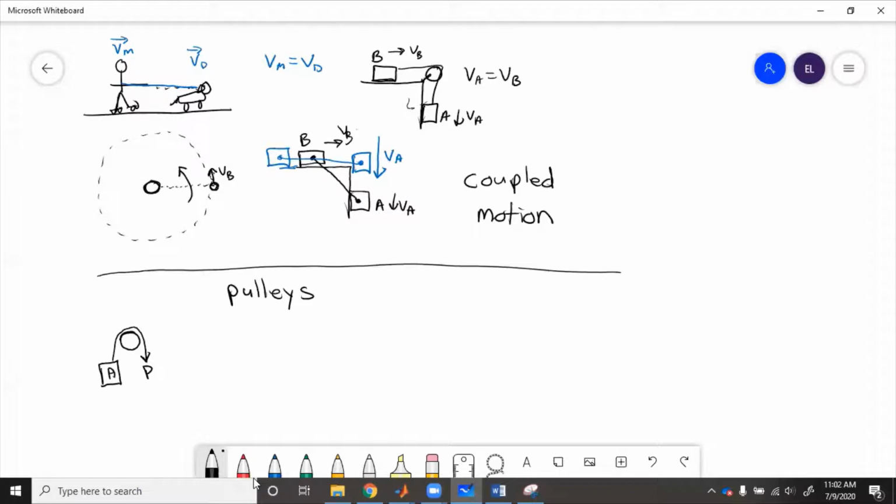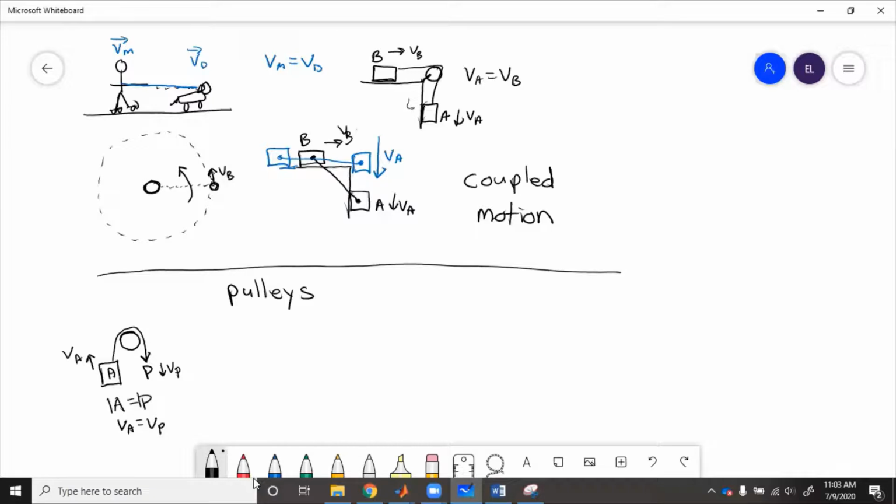So in this situation, A is moving up at VA, P is pulling down at VP. There's one rope connected on A, one rope connected on P. 1A equals 1P. VA equals VP. This is for speeds. Obviously, they're moving in opposite directions, so if it asks you for velocity, you'll have to take the sign into account.